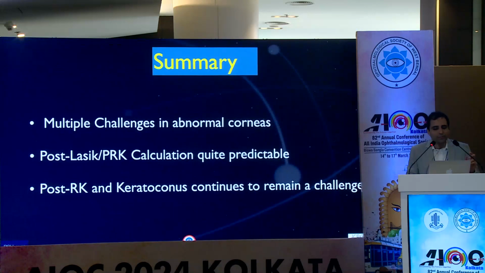So to summarize, there are multiple challenges in abnormal corneas, in calculating and measuring what kind of IOL. Post-LASIK and post-PRK calculations have now become quite predictable and reliable, almost as good as our normal eyes. But I think post-RKs and keratoconus or ectatic disorders continue to remain a challenge.